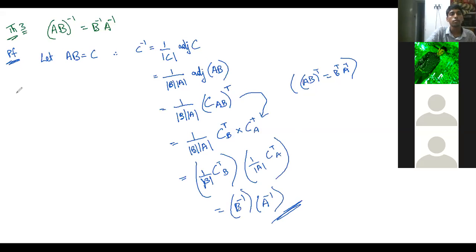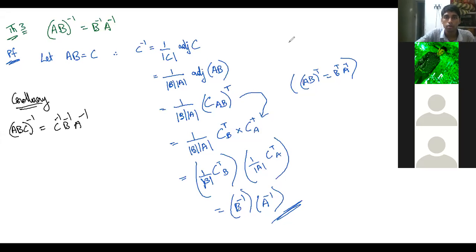But sir, is it always true that cofactor of AB is equal to transpose of cofactor B into transpose of cofactor A? Yeah. Is it always true for cofactor of AB matrix whole transpose?